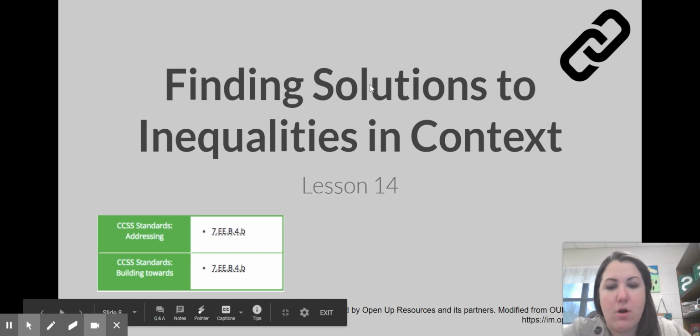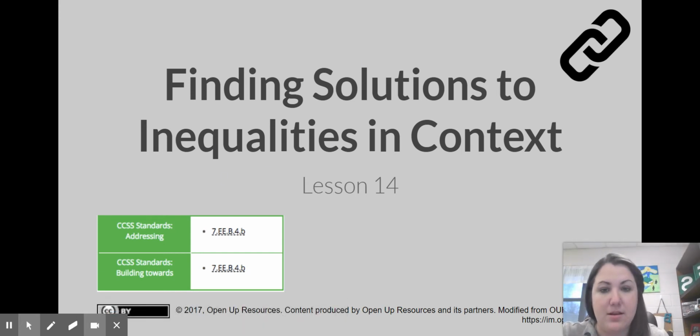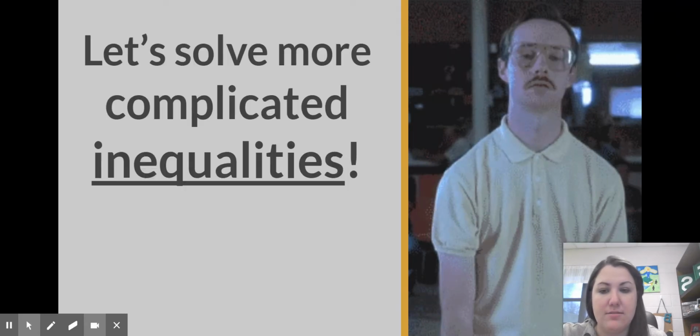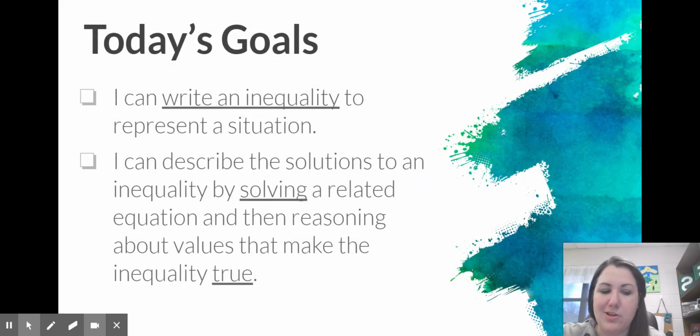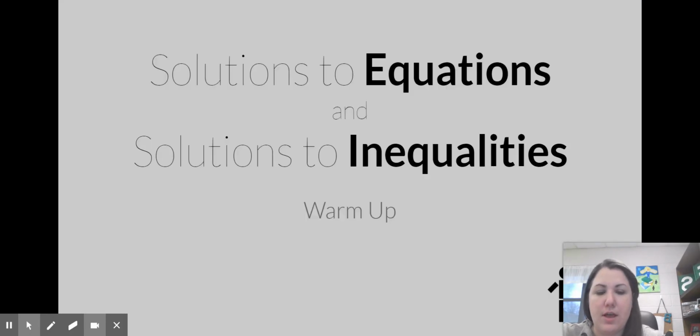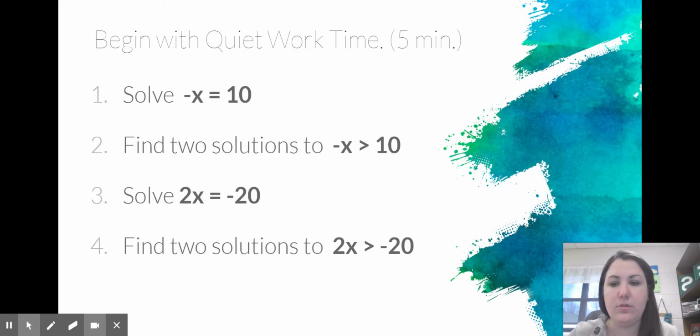Now we're going to work with inequalities in a little bit more complicated solutions and a little bit more complicated context. Like I said, a little bit more complicated, but I have a feeling you guys can do it. Okay, so the first thing we're going to do is look at solving equations to help us have an idea of where to start with an inequality.